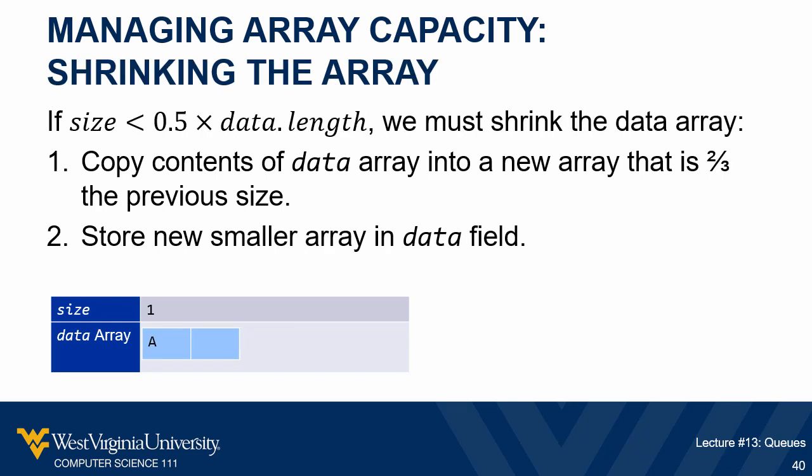We're going to set up our method so it also looks at the case where we have an existing data array that's too large for the number of elements we're actually using. What we're going to say here is that if the size, which is the number of elements we're actually using, is less than half the size of our array, we're going to go ahead and create a smaller replacement array.